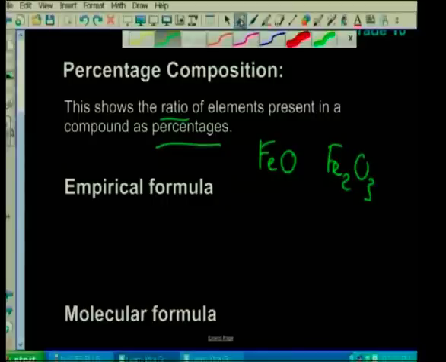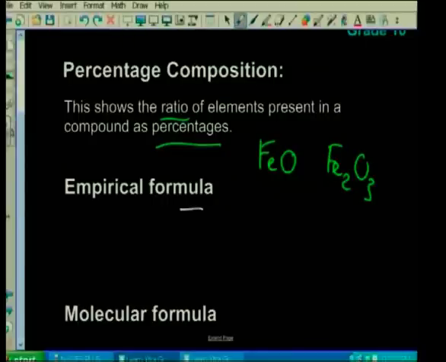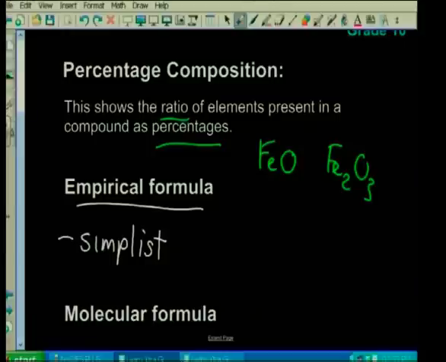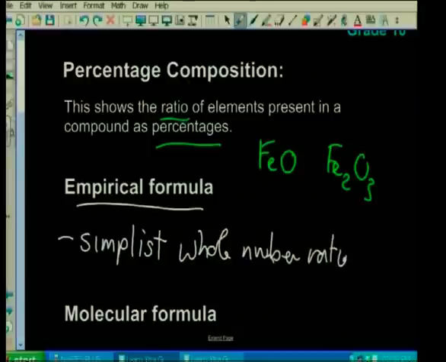The second term that you need to know about is empirical formula. Empirical formula is the simplest whole number ratio. It's not a percentage. So in terms of the iron oxides there, it might be a different percentage by mass, but the ratio would be 1 to 1. Or in the second case, the ratio is 2 to 3. It's a simple whole number ratio. Notice it's been cancelled down.